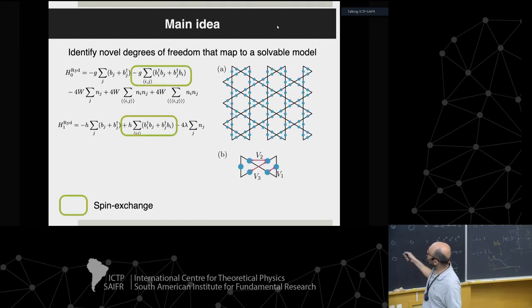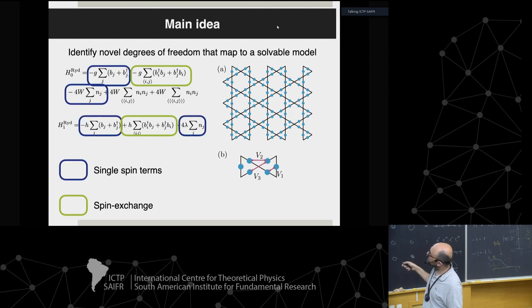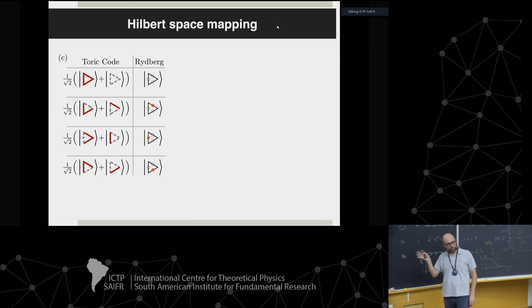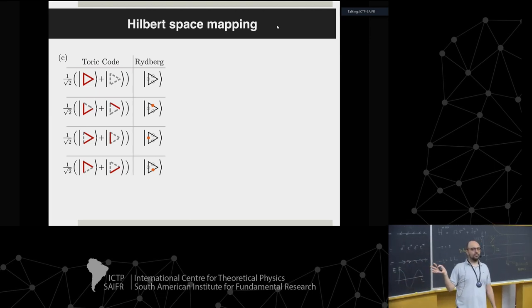On this lattice, these are the various coefficients, V2, V1, V3, which are coefficients that depend on W. There will be spin exchange, sigma x, and then some interactions. Now, what we found out is that you can try to have a Hilbert space mapping of this type of system directly into something which is a gauge theory.